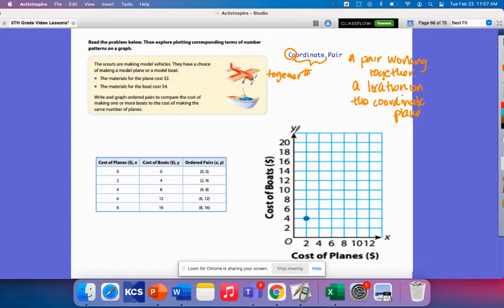Now, you should have already probably talked about the coordinate plane. So just think about that this is two number lines. One runs horizontal and one runs vertical, and they are perpendicular to each other.